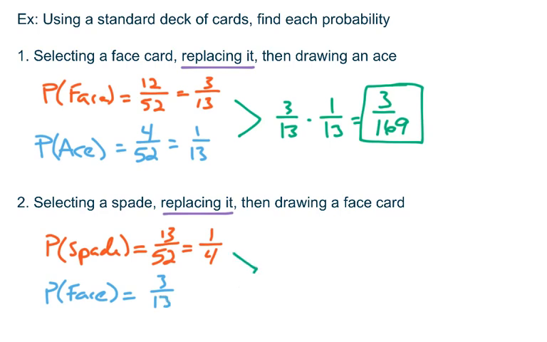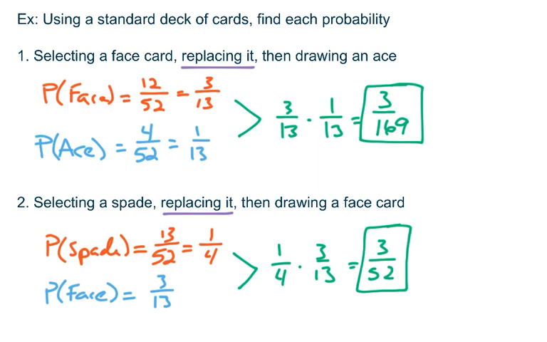And then again, since we've replaced, we're talking independent events, we're just going to take the two probabilities and multiply them together. 1/4 times 3/13. We multiply straight across. 1 times 3 is 3. 4 times 13 is 52. So 3 over 52 is our probability for drawing a spade, replacing it, and then drawing a face card.